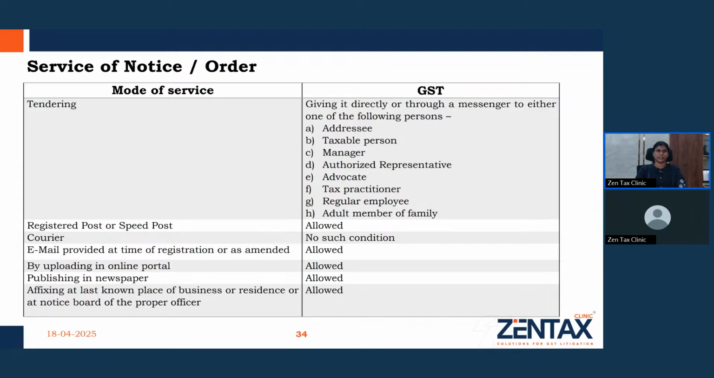If it is provided through email which was given at the time of registration, it is allowed. By publishing on the online portal, it is allowed. By publishing in a newspaper is allowed. Affixing at the last known place of business or residence, or at the notice board of the proper officer, is also allowed. So these are all the proper modes for service of notices or orders.